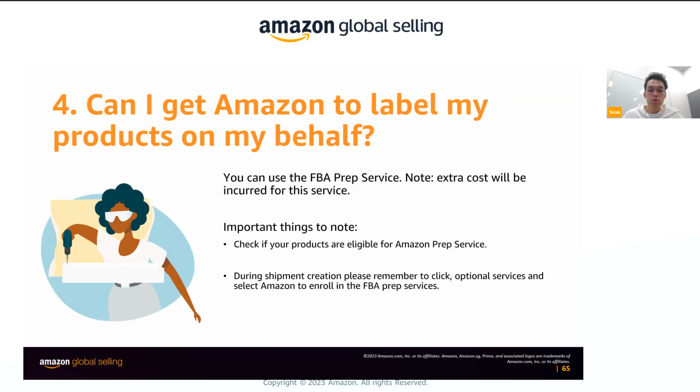Can I get Amazon to label my products on my behalf? Yes, you can use the FBA prep service to get them to label your products, but do take note that this costs extra. And you have to first check if your products are eligible for the Amazon prep service.